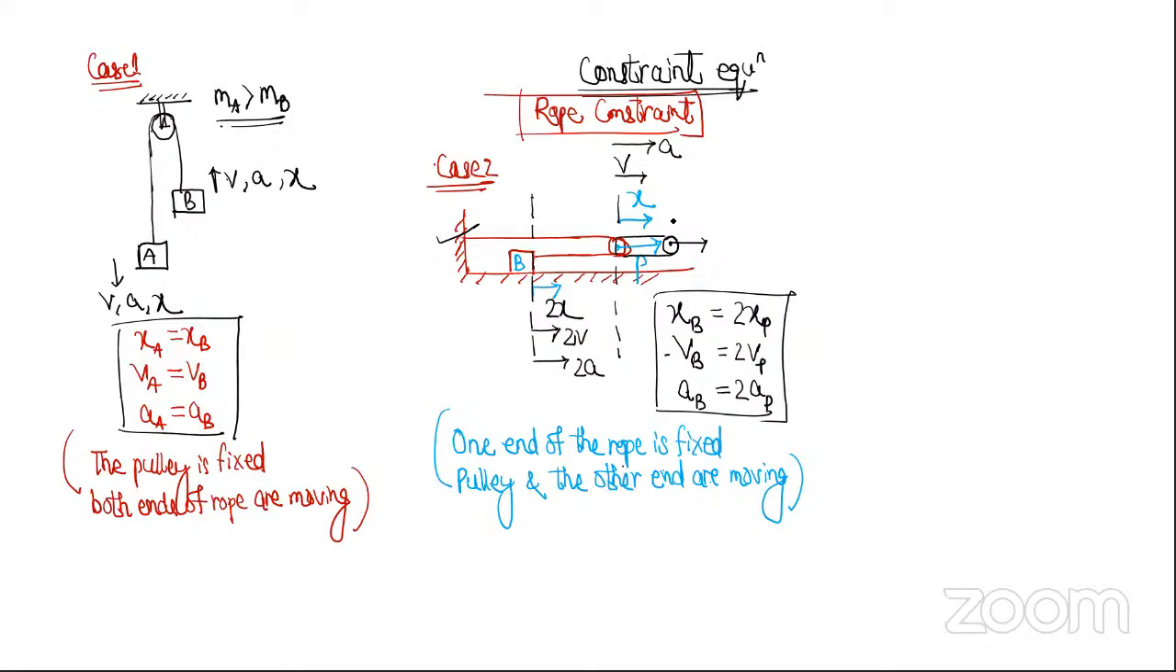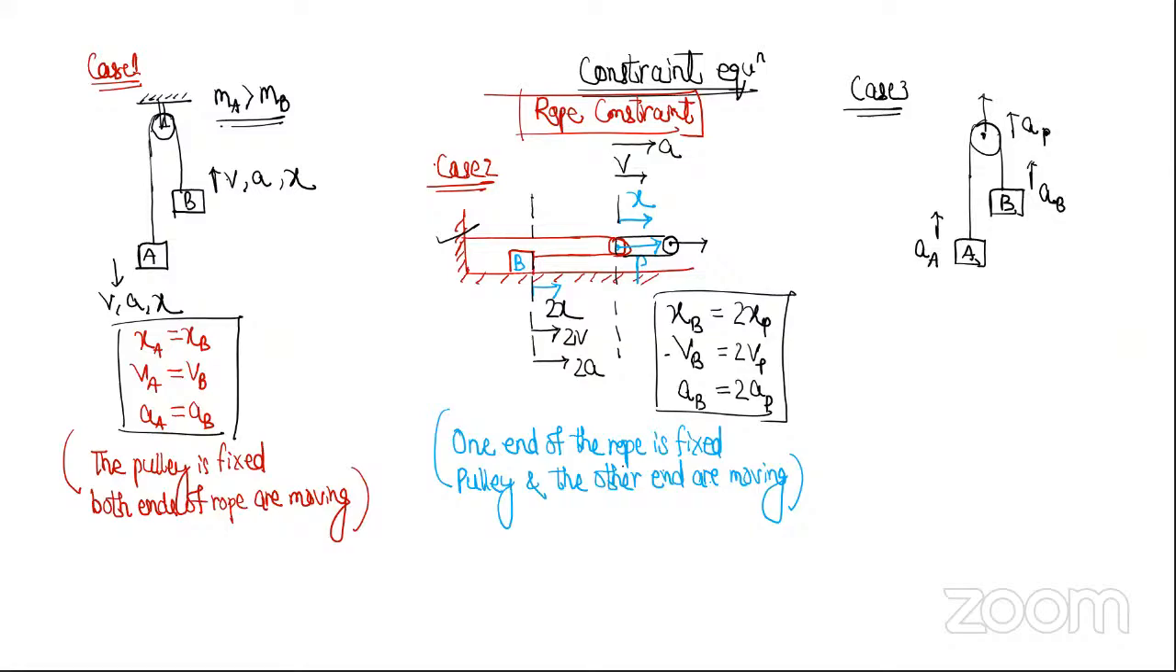I hope you have understood case 1 and case 2. Then only you will be able to understand case 3. Case 3 देखो. This is case 3. Here this block A is also moving. This block B is also moving. And let's say this pulley P is also moving. Their accelerations, let's call them AA, AB, and AP.